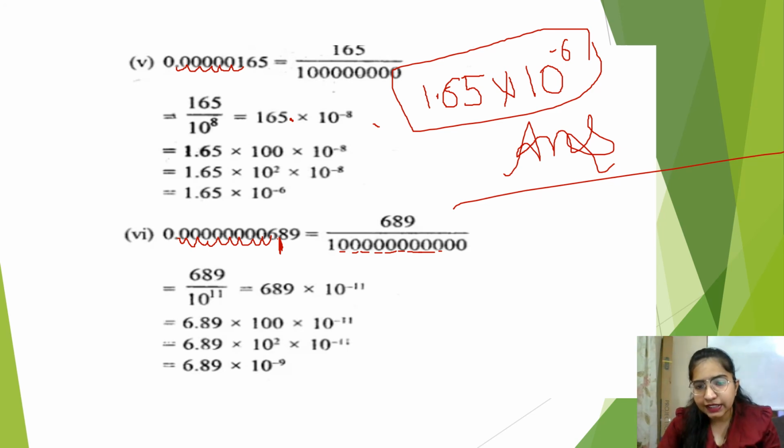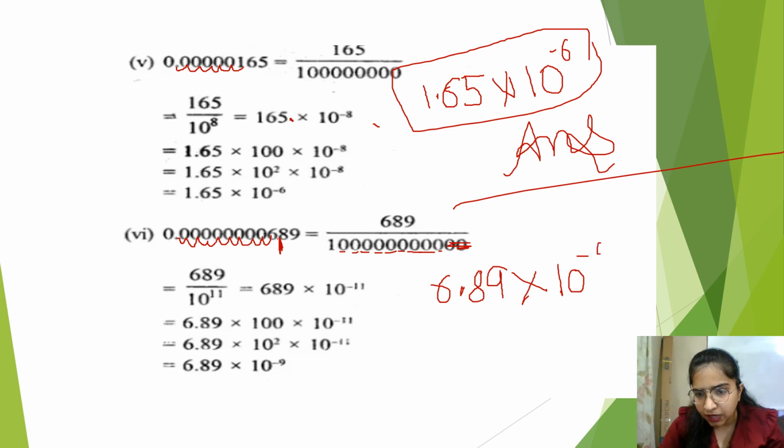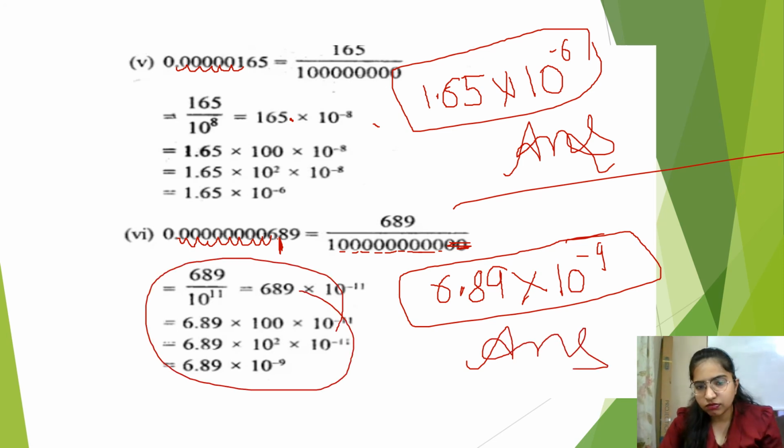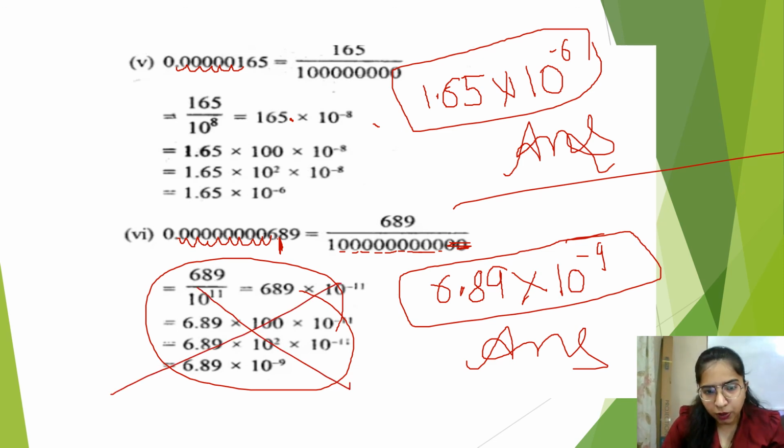This is the lengthy part. You can place 9 zeros, and you can place like this: 6.89 into 10 raised to power minus 9, because you are shifting to the numerator now. It will become minus 9. This is the too easy way. You can do like this. Okay, no need to follow this too typical method. This is the simple way. You want to shift the point after one digit. Just count the digits and multiply by 10 raised to power minus 9.